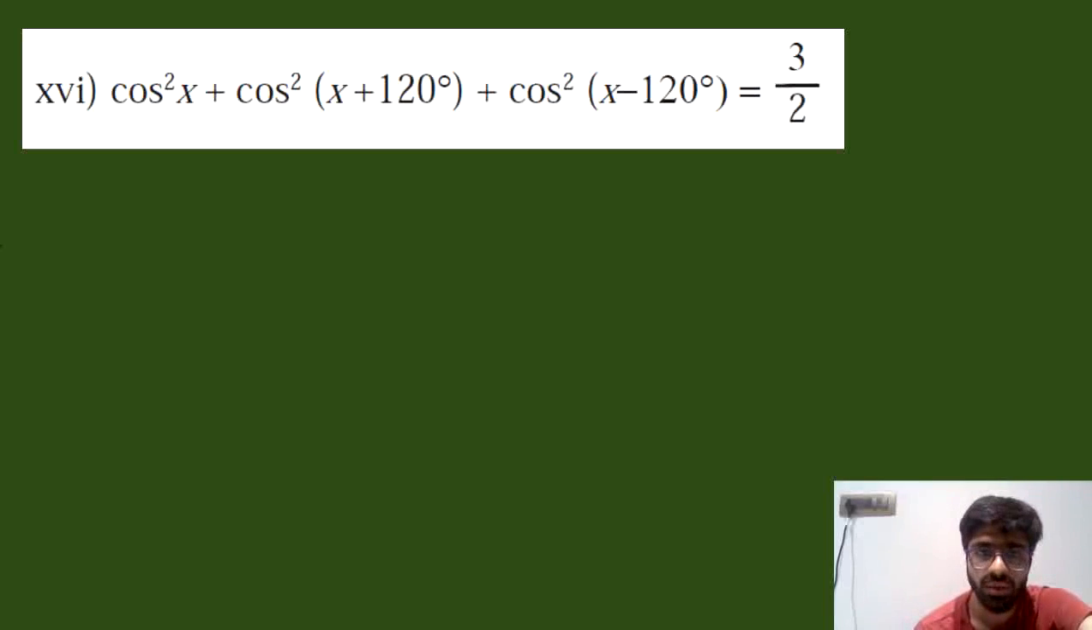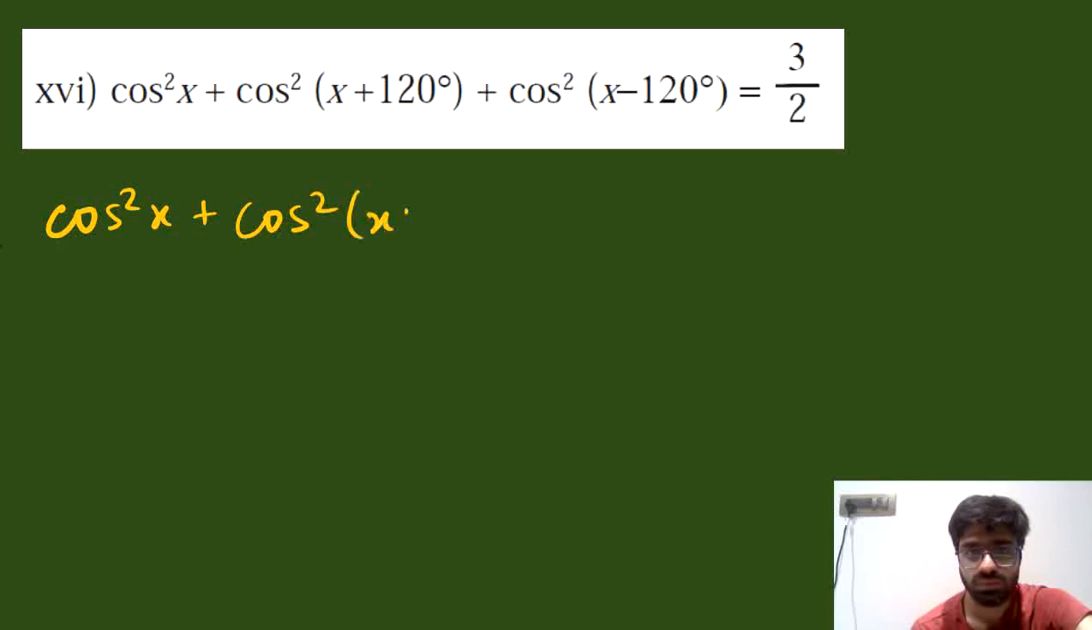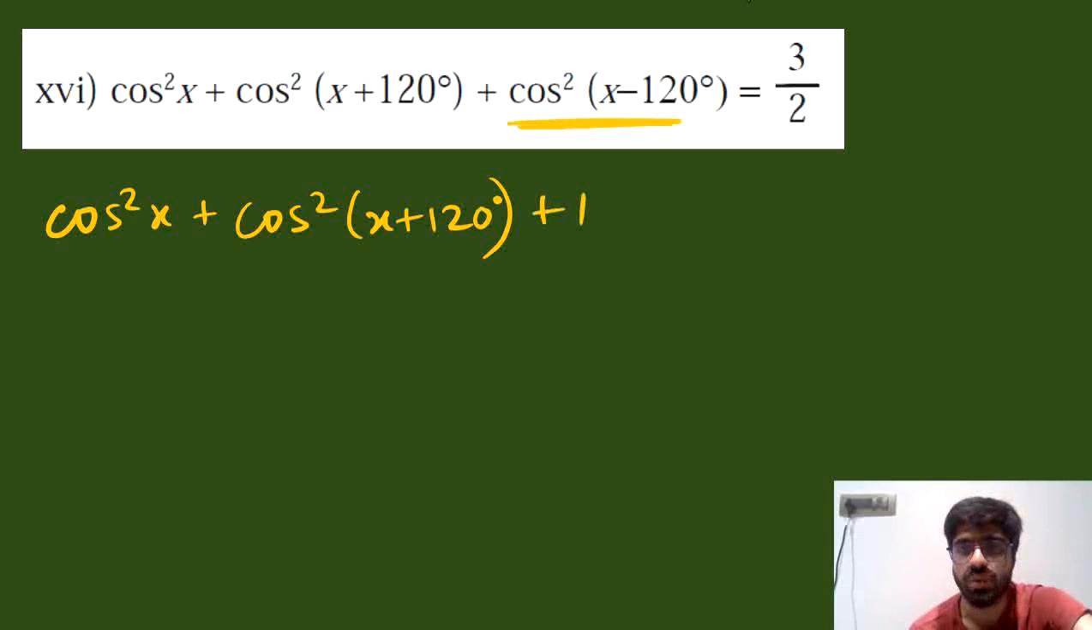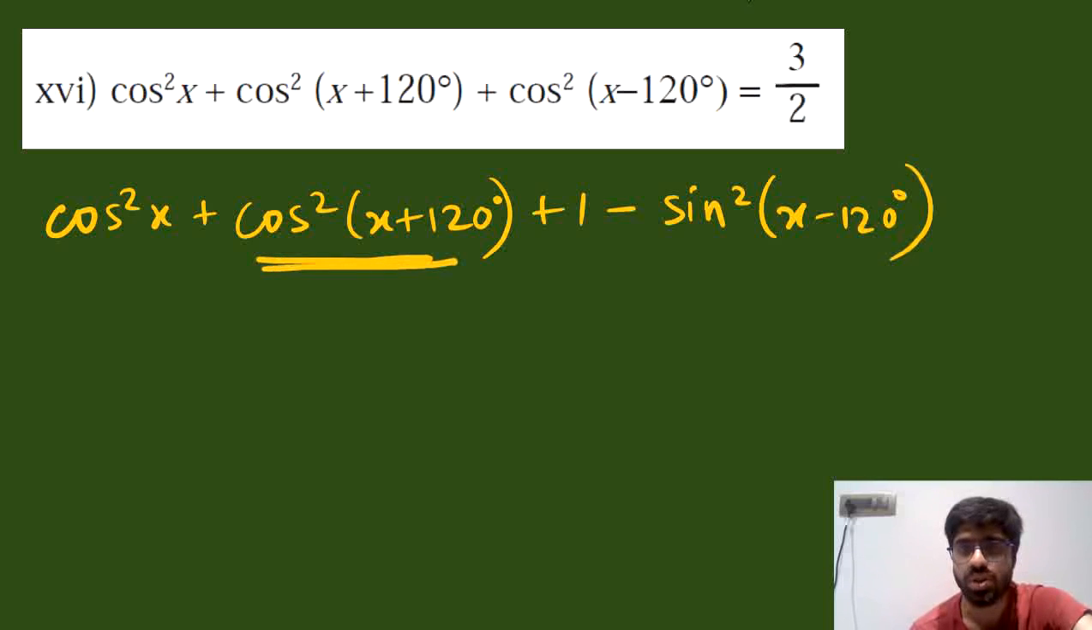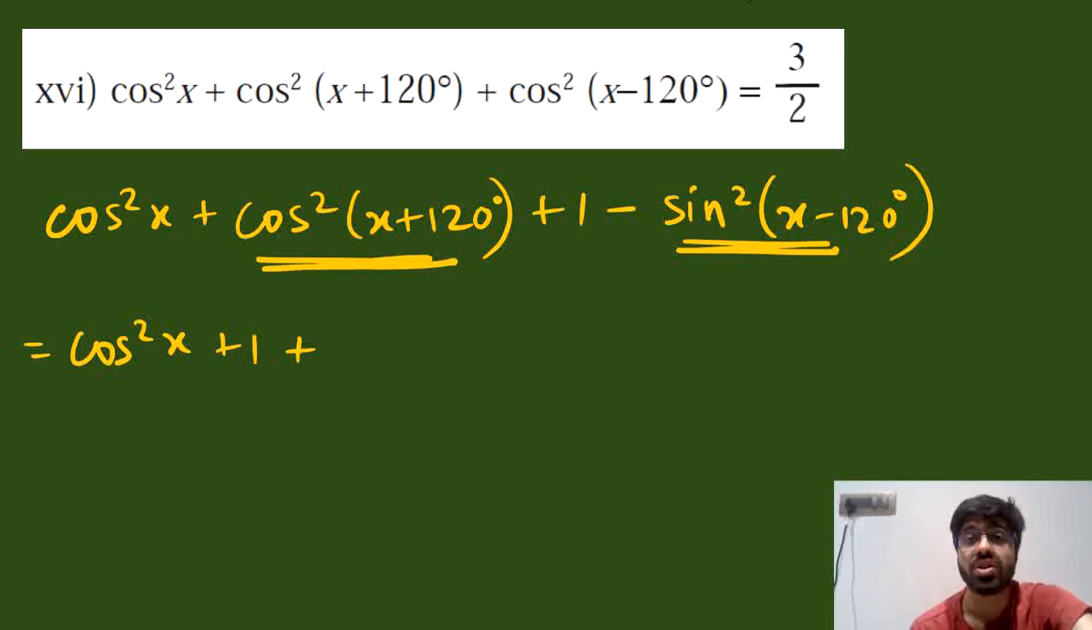Let's go on with the 16th one. The last cos square theta is what we can write as 1 minus sine square theta. So cos square theta will be 1 minus sine square x minus 120 degrees. Cos square a minus sine square b. So we will first write that cos square x plus 1 separately, and then cos square a minus sine square b is basically cos of a plus b into cos of a minus b.